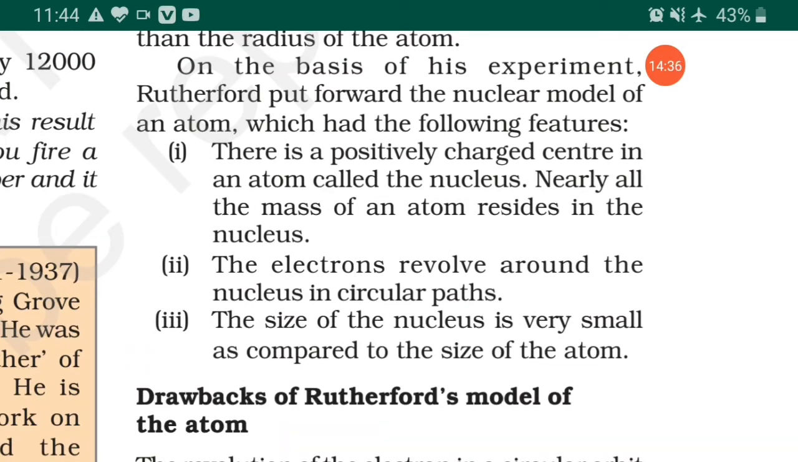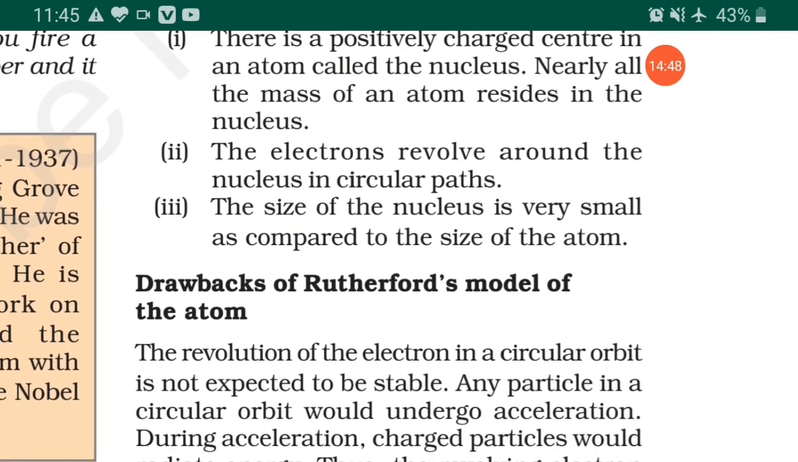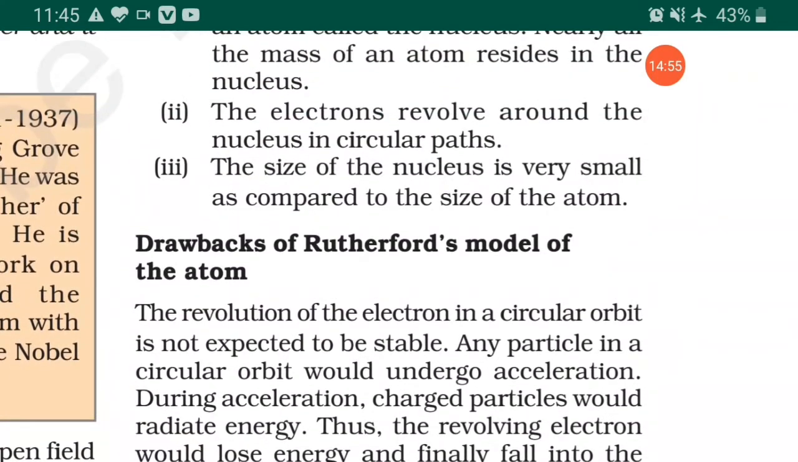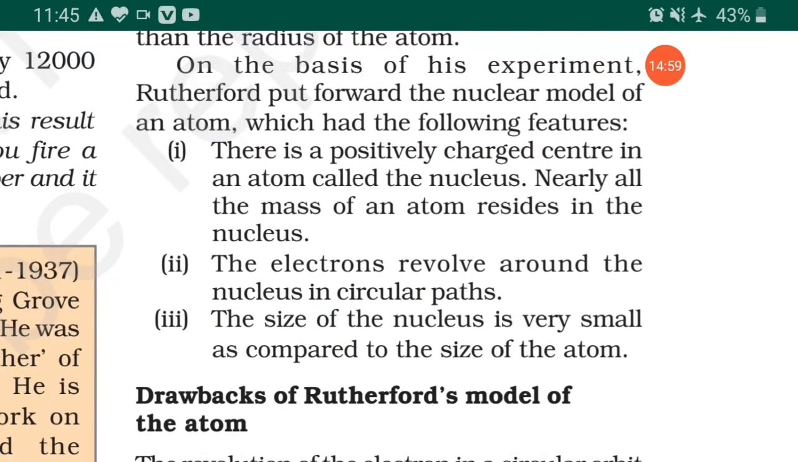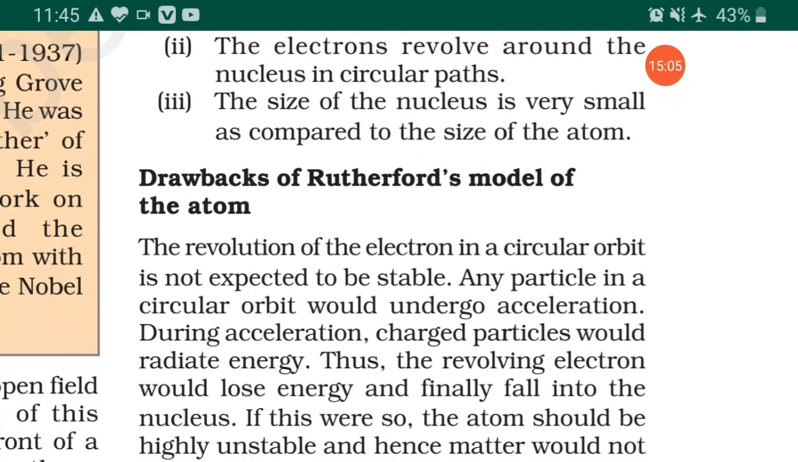There is a positively charged center in an atom called the nucleus. Nearly all the mass of an atom resides in the nucleus, and electrons revolve around the nucleus in circular paths, and the size of the nucleus is very small as compared to the size of the atom. These are some main points of the Rutherford model. Some drawbacks were also there in his model.